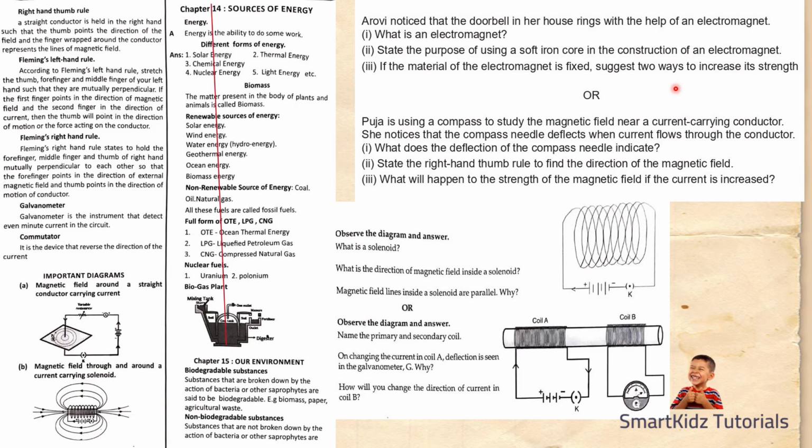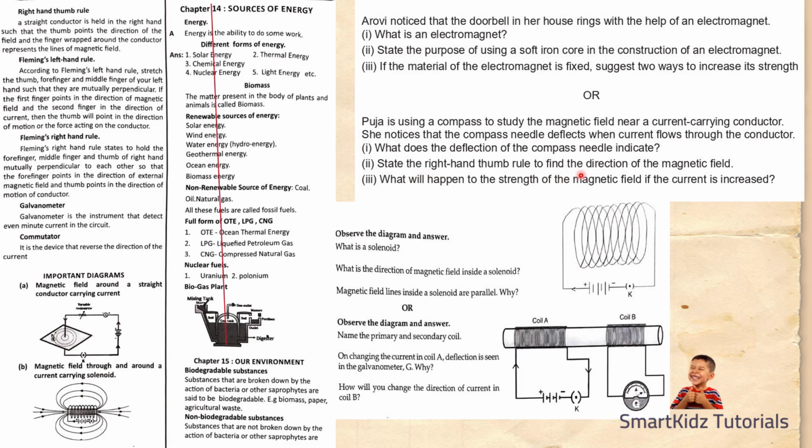The other question is, Pooja is using a compass to study the magnetic field near a current carrying conductor. She notices that the compass needle deflects when current flows through the conductor. What does the deflection of the compass needle indicate? It indicates the presence of a magnetic field around the current carrying conductor. This is a question that is asked in many papers, and in different ways they ask this question.